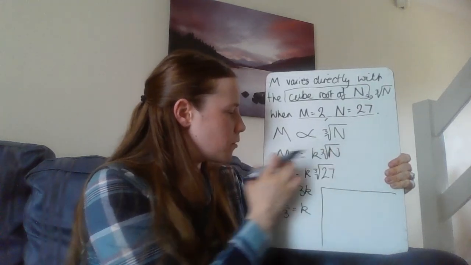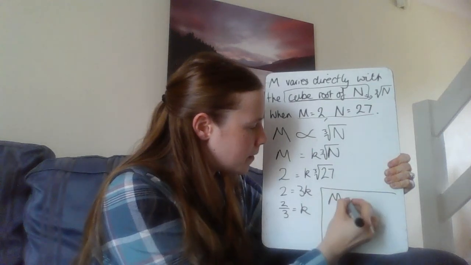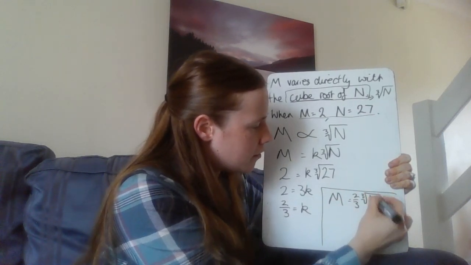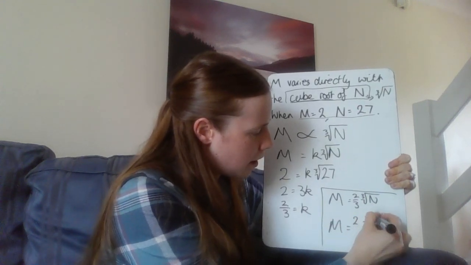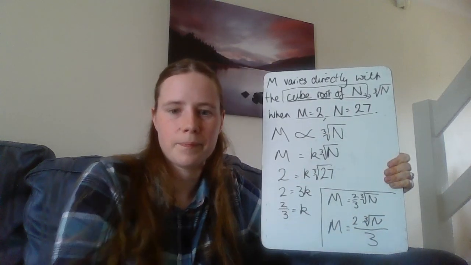I've got to put it back into my formula, remembering that I've still got that cube root involved. So m is equal to either 2/3 cube root of n, or m is equal to 2 cube root n all over 3, whichever way of writing it you prefer.